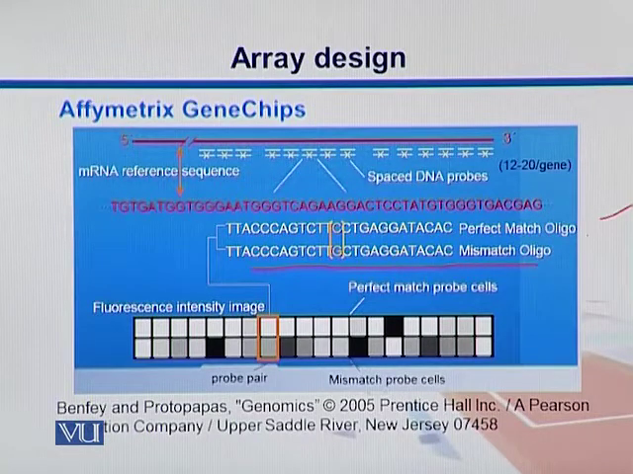They are arranged in two layers. Down below, we have a fluorescent intensity image coming from the probe pairs. On the top layer, the white ones are the perfectly matched probe cells, and in the bottom layer we have the mismatch probe cells. In this way, it helps with normalization of the data and correcting for the mismatch pairs.